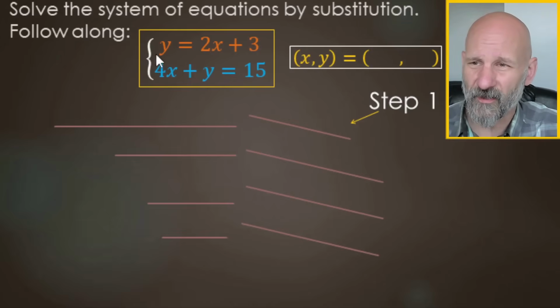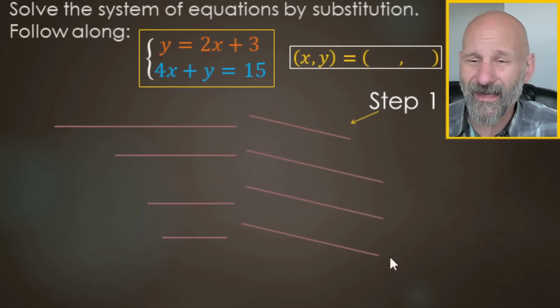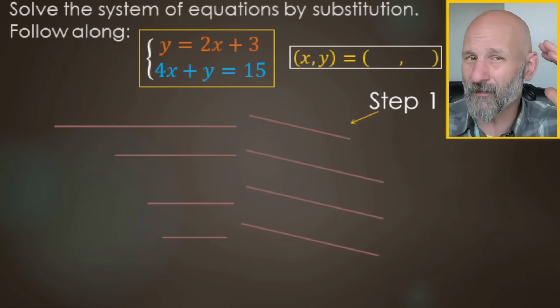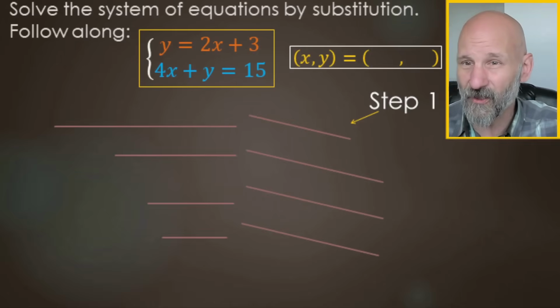So here's our system. It's y equals 2x plus 3. And then the other equation is 4x plus y equals 15. We are going to be solving this algebraically using substitution.